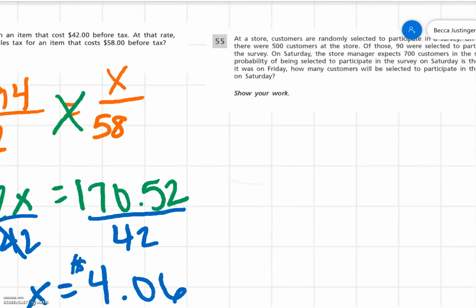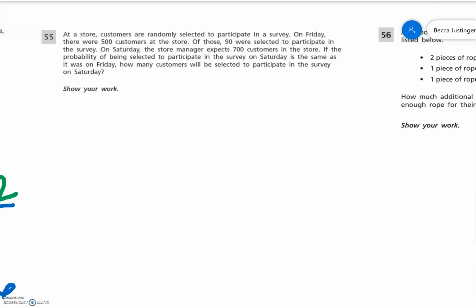Alright, number 55. At a store, customers are randomly selected to participate in a survey. On Friday, there were 500 customers at the store. Of those, 90 were selected to participate in the survey. On Saturday, the store manager expects 700 customers in the store. If the probability of being selected to participate in the survey on Saturday is the same as it was on Friday, how many customers will be selected to participate in the survey on Saturday?